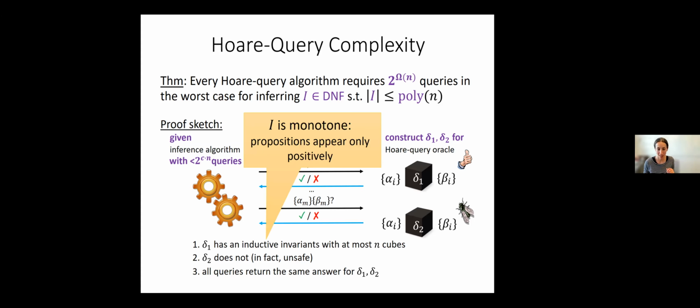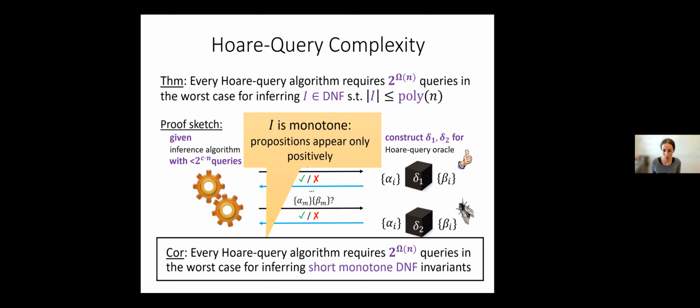I do want to say something. Actually, in the proof, what we see is that the inductive invariant that exists for the delta 1 that does have one is actually monotone. Monotone means that all the propositions appear only positively, and this gives us a stronger corollary even. This corollary says that every hole query algorithm requires an exponential number of queries to infer even short monotone DNF invariants. So these are even simpler invariants, just monotone, a smaller class. And even for that class, it is already required to have an exponential number of queries.